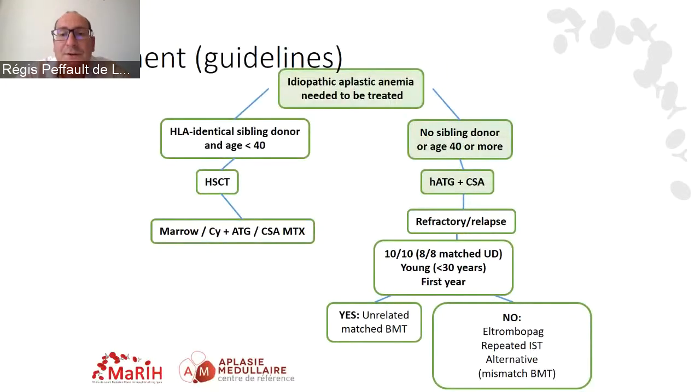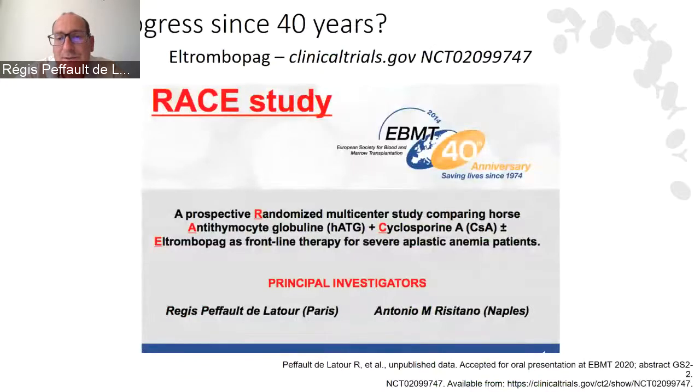So coming to the algorithm, I cannot not say a word on immunosuppression. This is the next slide. As you can see, there is a kind of revolution in the field of aplastic anemia. NIH showed in 2017, in a phase 2 trial, that the addition of eltrombopag to horse ATG plus cyclosporine was giving outstanding results. It was about 90% overall response rate, while normally using immunosuppression we are getting about 60% response, so 30% more response in those patients.